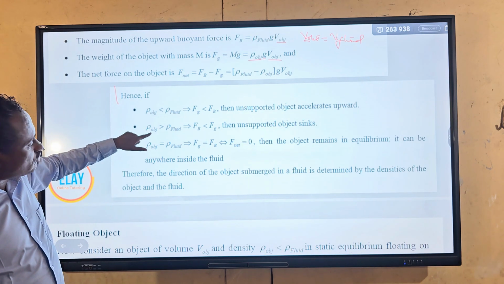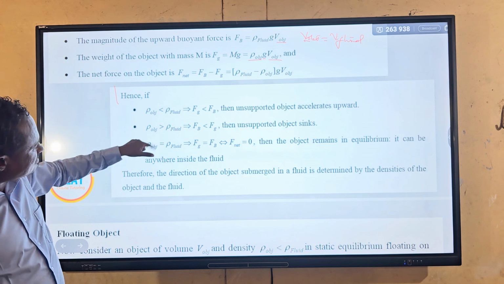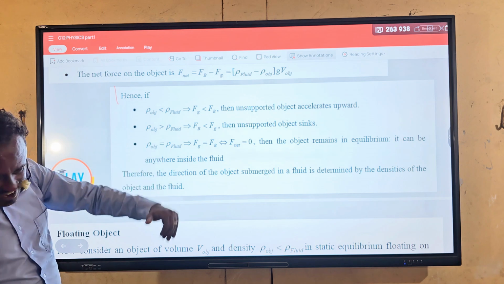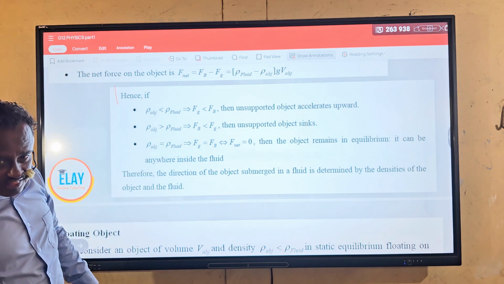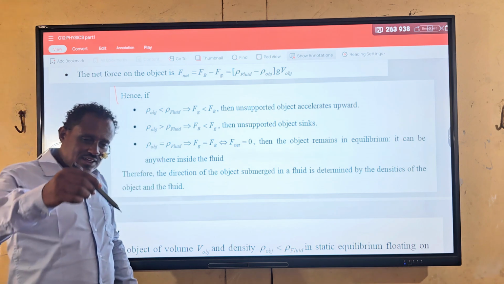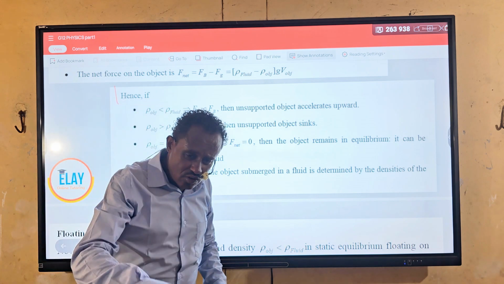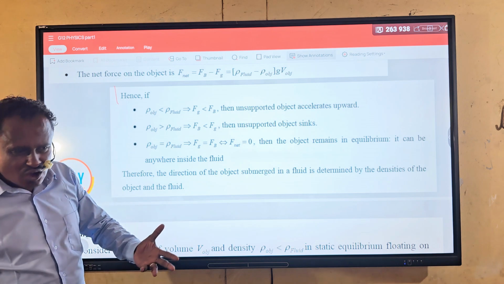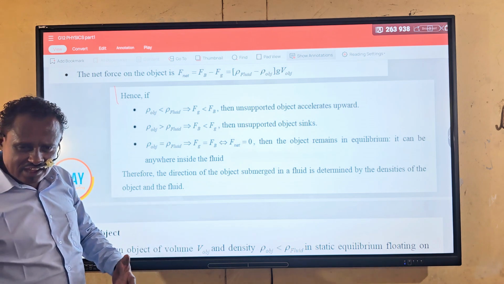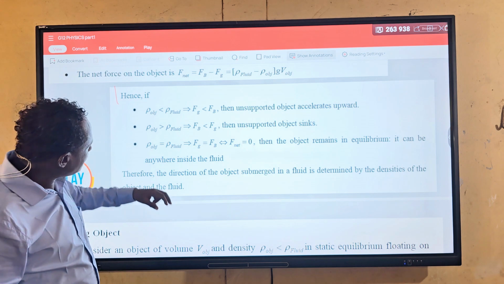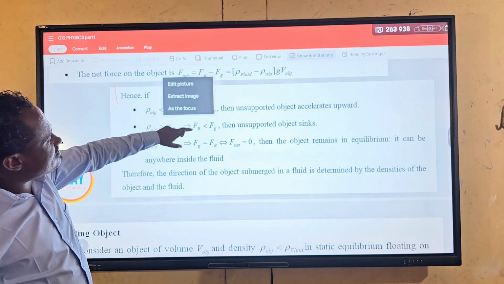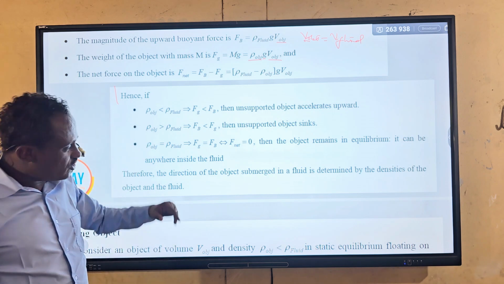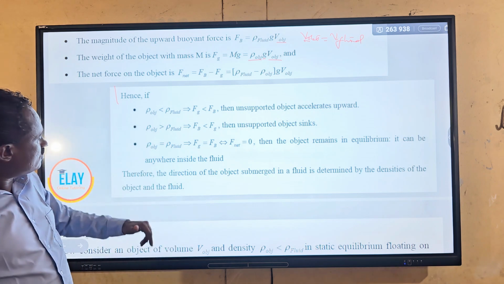Now, if the density of the object is greater than the density of the fluid, what does this mean? The buoyant force is less than the weight of the solid. Then the solid is immersing or sinking into the fluid, whether it is water or oil, whatever you like. In this case, the unsupported object sinks, meaning it is submerged totally into the fluid.